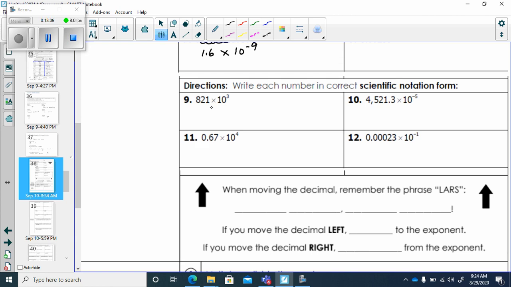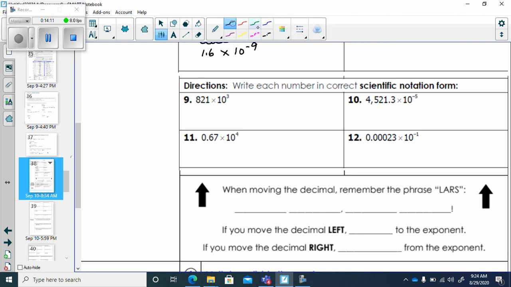If I wrote this in scientific notation, it's times 10 to the 3. That means I'm making it bigger. 821. Now I'm going to move the decimal. The decimal's understood to be there. I'm going to move it 3 places. 1, 2, 3. Okay, I know this did not start out as scientific notation, but they're asking us to write each number. Oh, wait, they wanted us to write it in correct scientific notation. Sorry. Let's fix that. Okay, I was just giving you the actual number. Let's write that in correct scientific notation.